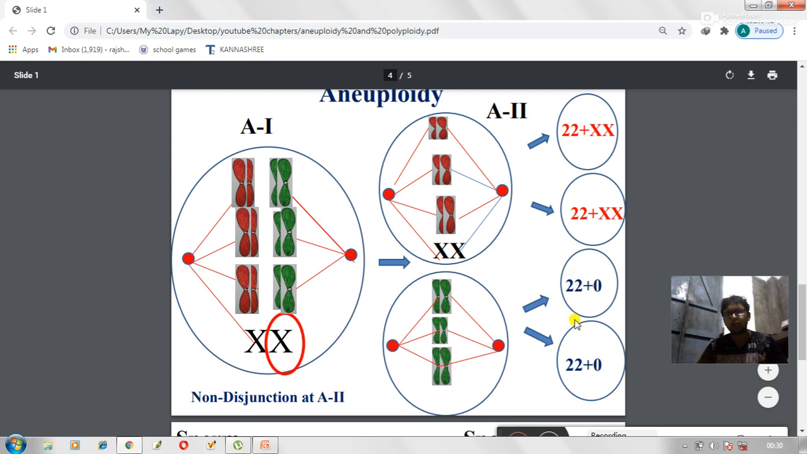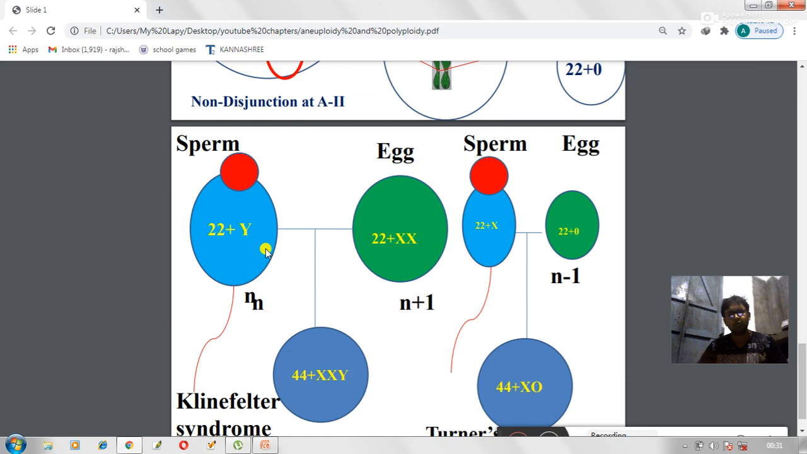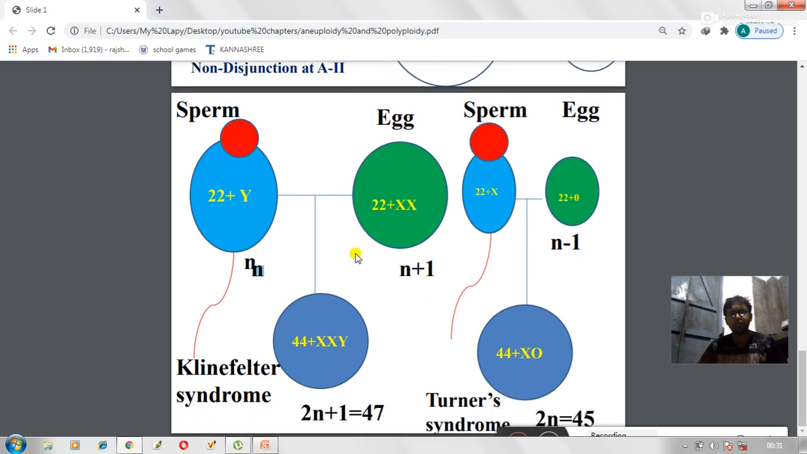So what abnormalities will develop in this case? Here the sperm is normal, that is n, 22 plus Y, the normal sperm chromosome number, and the egg is abnormal, with 2 X chromosomes present in the egg cell, n+1. As a result of fusion of these, 44 plus double X plus Y, that is 47 chromosomes. This abnormality is called Klinefelter syndrome.